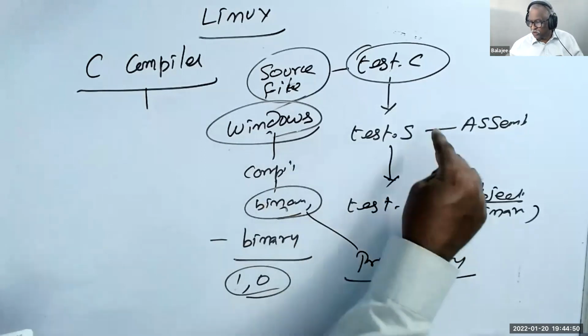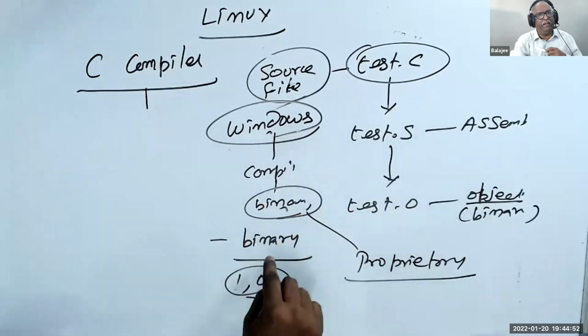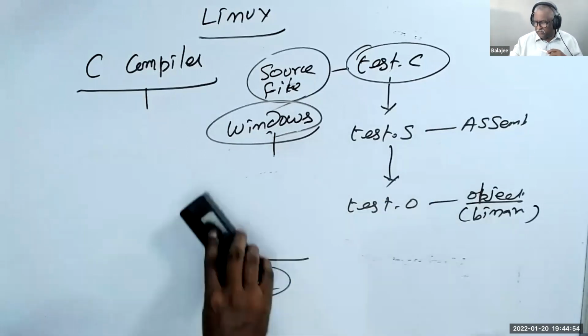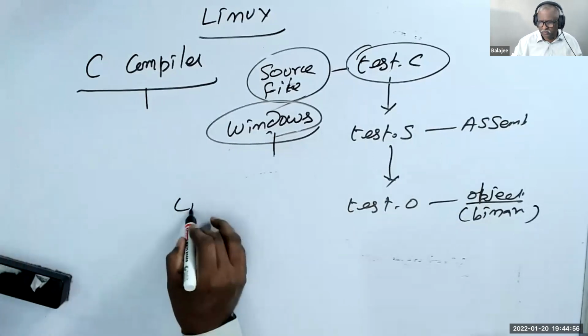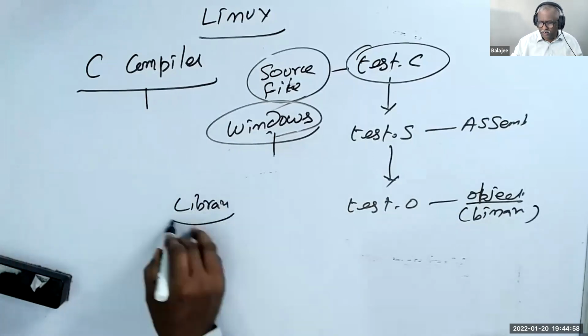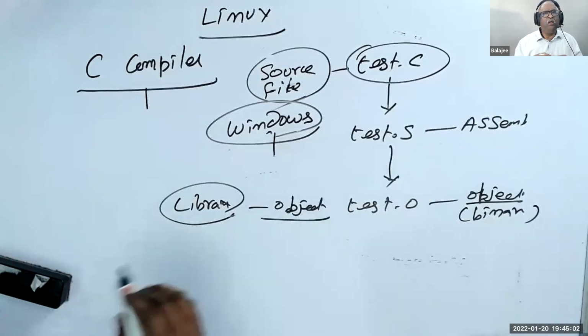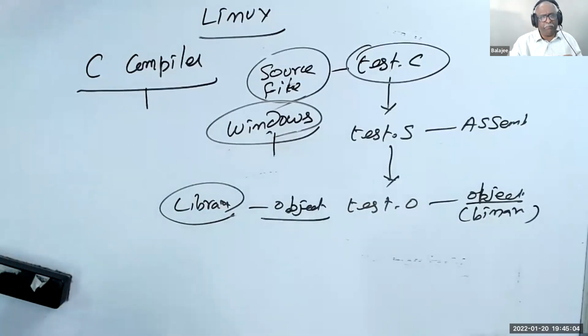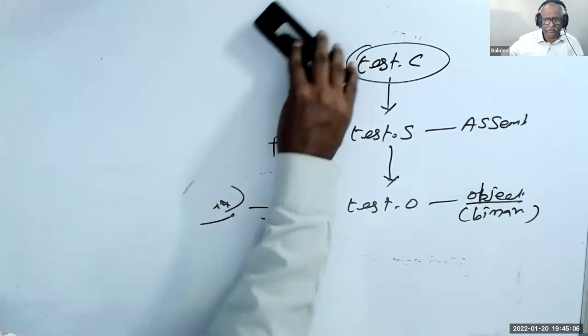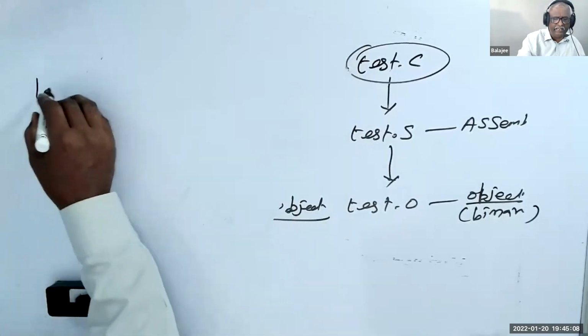So you understand now. Now, this library is coming here. This object file. There are three types of libraries. One is standard library.